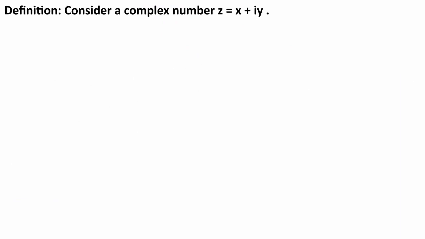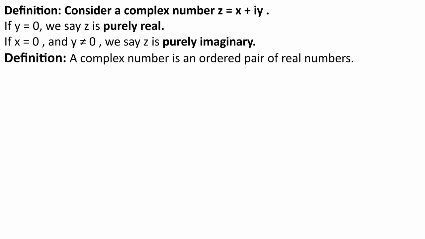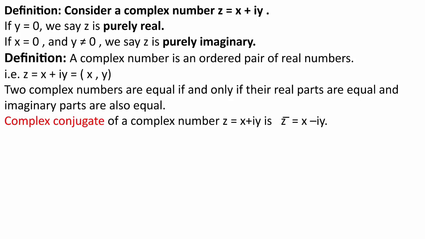Now we define a complex number. A complex number can be defined as z = x + iy, where x is a real number, y is a real number, i is not a real number, and the value of i is the square root of minus 1. If y = 0, we say z is a purely real number. If x = 0 and y is not equal to 0, we say z is purely imaginary. Now, a complex number is an ordered pair of real numbers, that is, z = x + iy can be represented by (x, y). Two complex numbers are equal if and only if their real parts are equal and their imaginary parts are also equal. The complex conjugate of a complex number z = x + iy is denoted by z bar, and it is z bar = x minus iy.